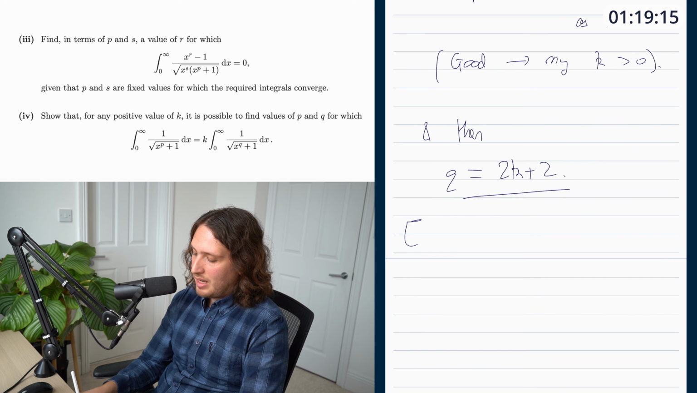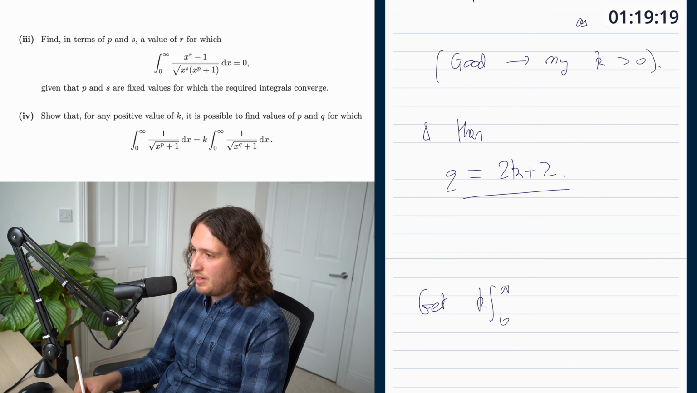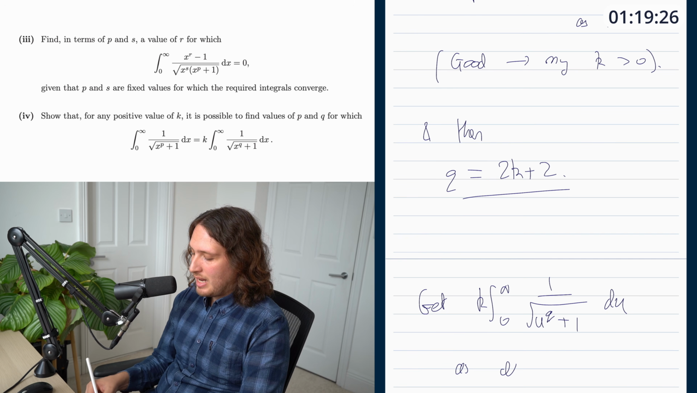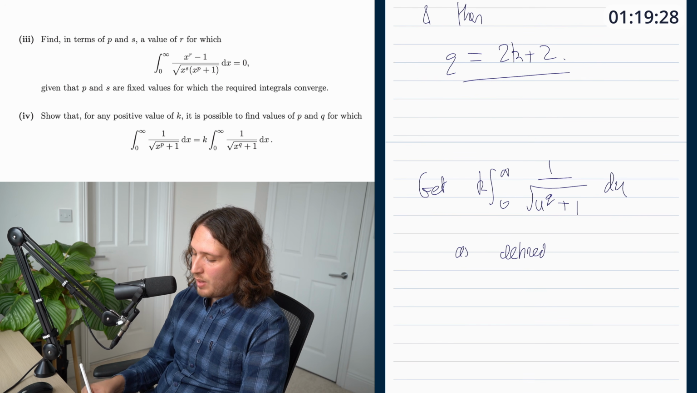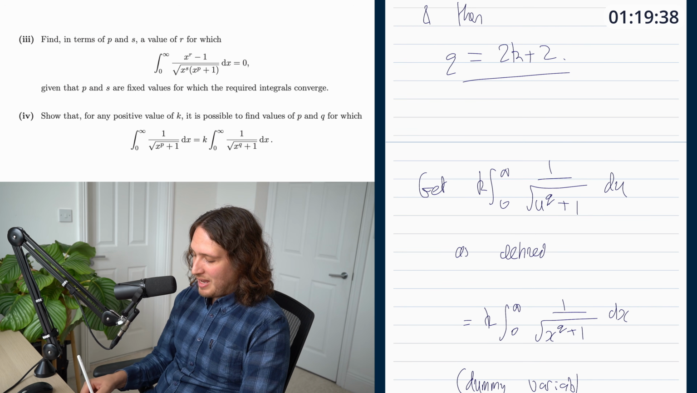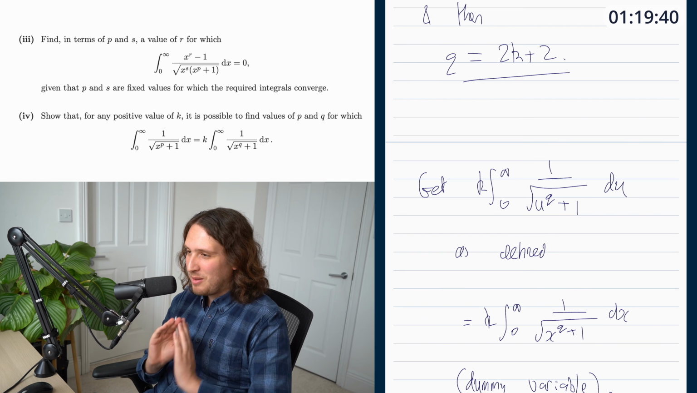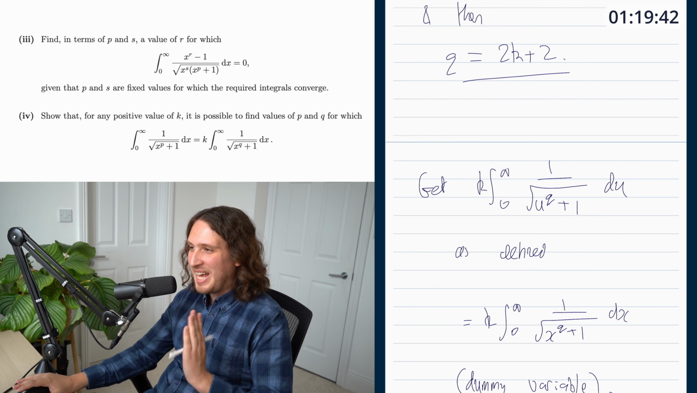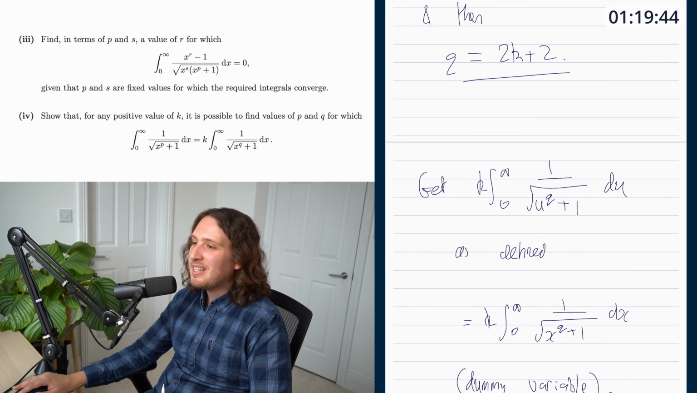So I then get k integral 0 to infinity, 1 over square root u to the q plus 1 du as defined, which is k integral 0 to infinity, 1 over square root x to the q plus 1 dx, dummy variable. Okay, so integration has come to the rescue. That's the end of that problem. We're now 12 minutes ahead, which is better than being behind.